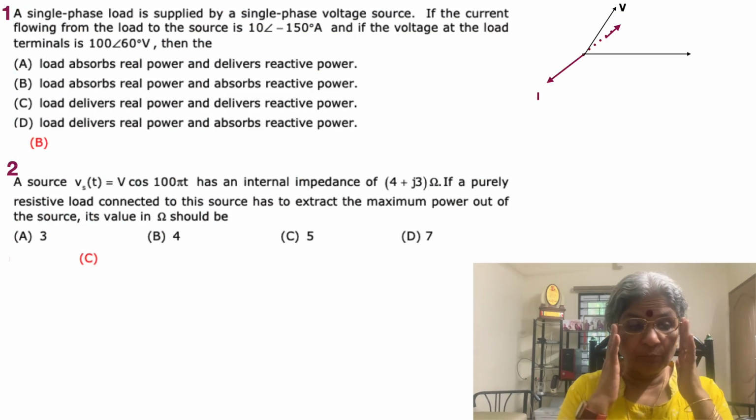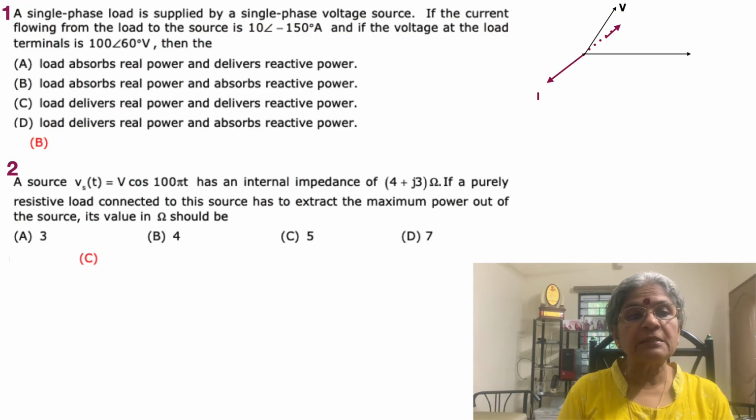So let's do some problems. Let's do the first problem, where mostly you'll get statement kind of problems. A single phase load is supplied by a single phase voltage source. If the current flowing from the load to the source is 10 angle minus 150 degrees, I have tried to draw a figure to show the current at minus 150 degrees, which means you go in the clockwise direction and mark out the current at minus 150 degrees with respect to the original horizontal axis, which occurs at 0 degrees.